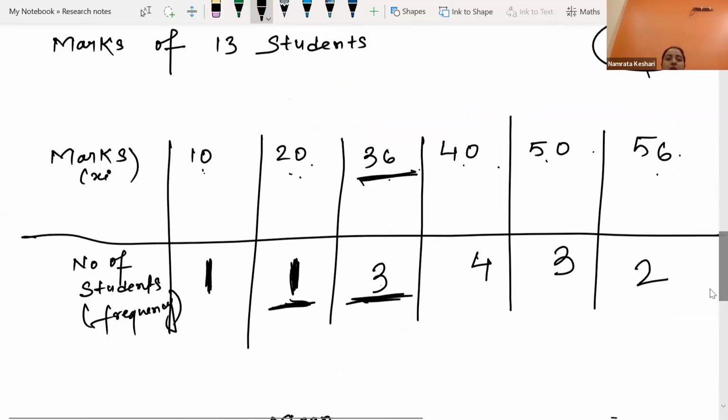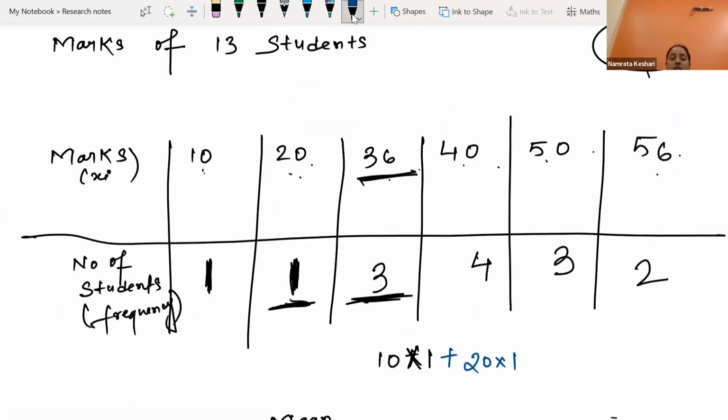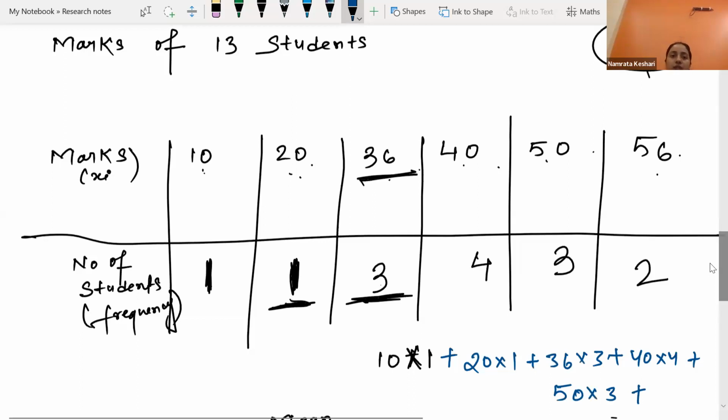Now when the data is like this with frequency, 10 is there one time, so 10 into 1. Why are we doing the multiplication? Why am I going to write 10 into 1, then 20 into 1, then 36 into 3, then 40 into 4? Anyone who can explain? To make the calculation easier. Yes, so that the calculation will be easier.